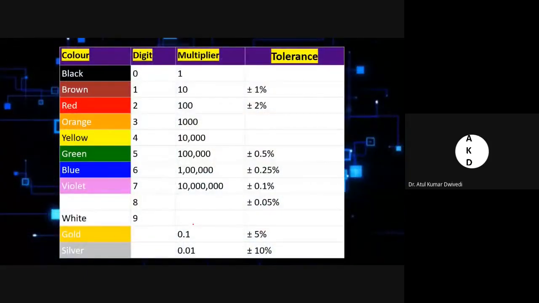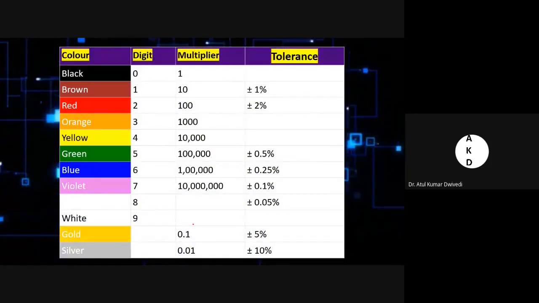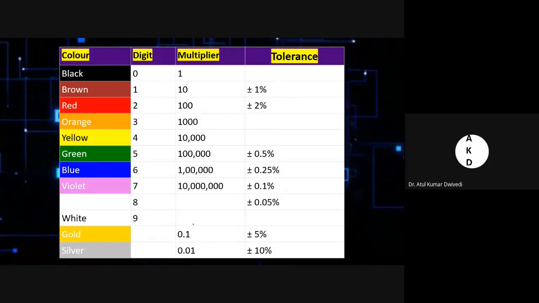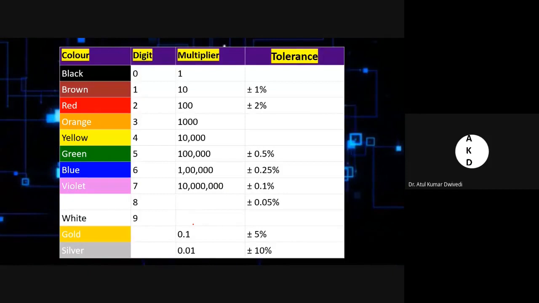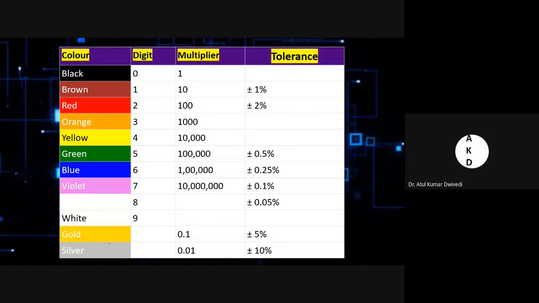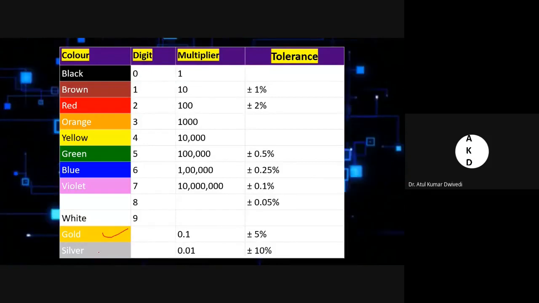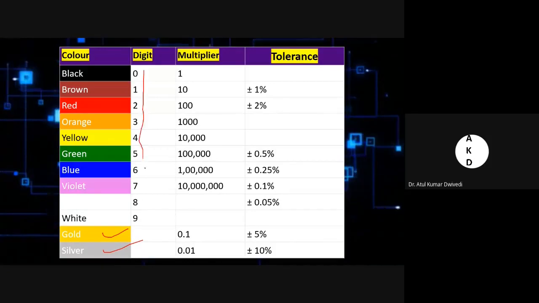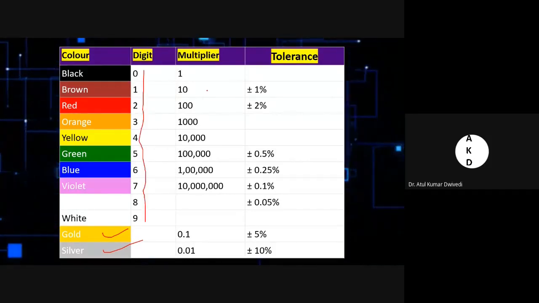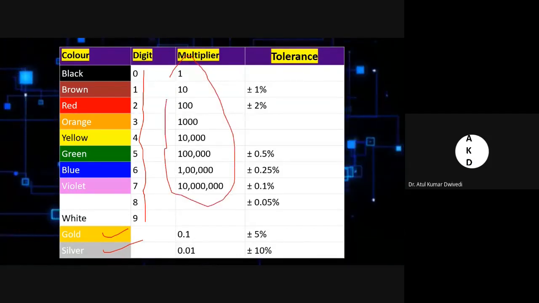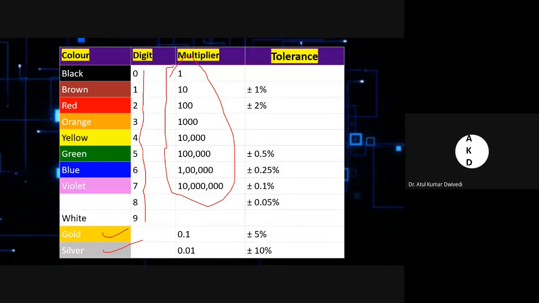So this is the table from which we can see the number given to the colors. The colors are black, brown, red, orange, yellow, green, blue, violet, white, gold, and silver. Gold and silver are the two tolerance colors. From this we can calculate the tolerance values, and these digits are used for the resistance value. And the third strip is for multiplication, that comes from the third strip of the color coding of the resistance.